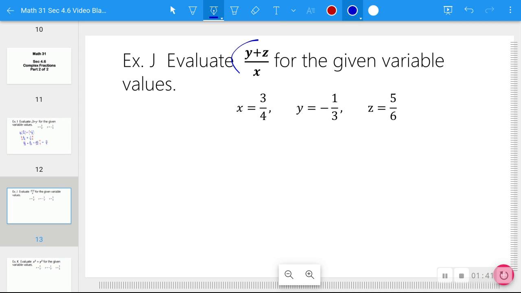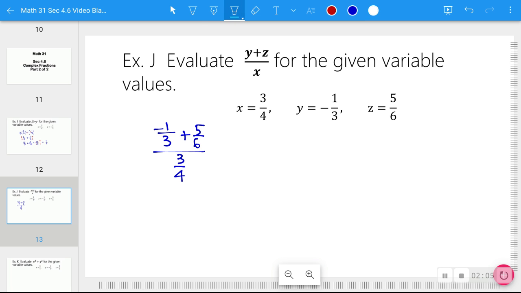It's a little bit more complicated setup here. You're going to add the y and the z and put that over the x. So in the context of this problem, the y is -1/3. And we'll be adding the z to it, which is 5/6. And down on the bottom, you get 3/4. That's what your x is.